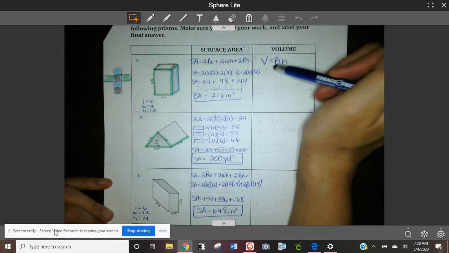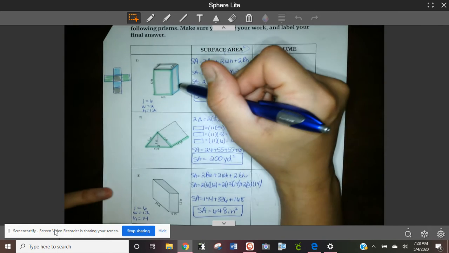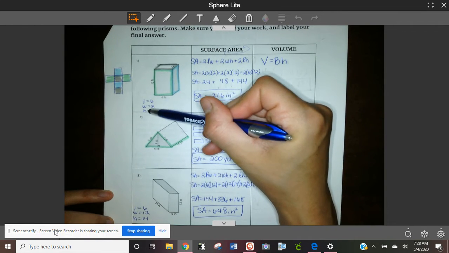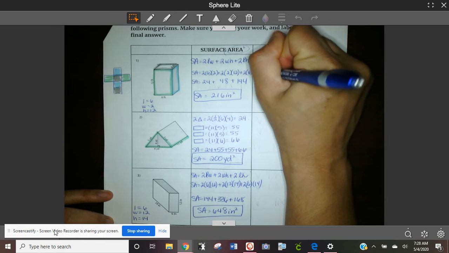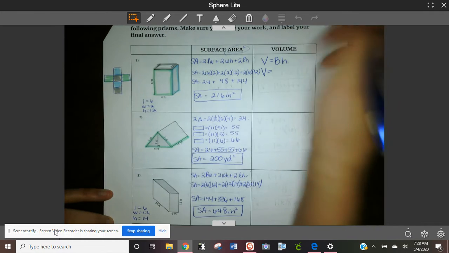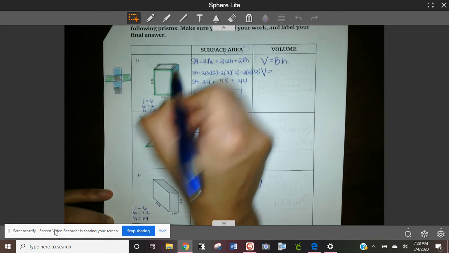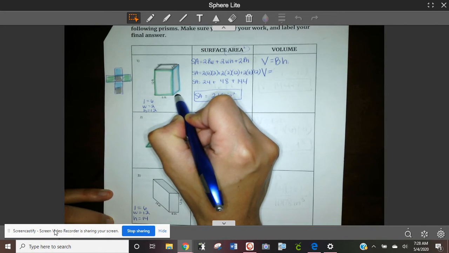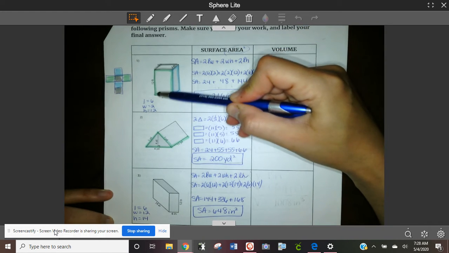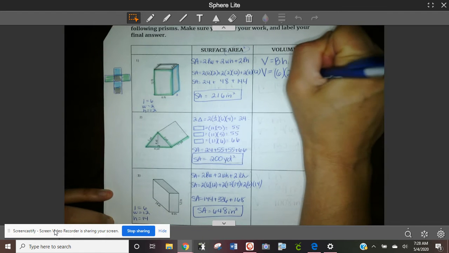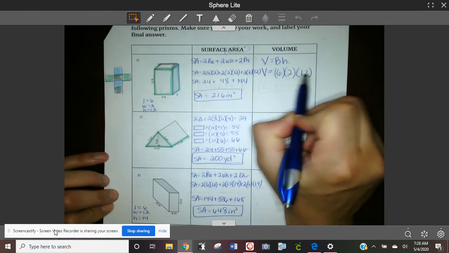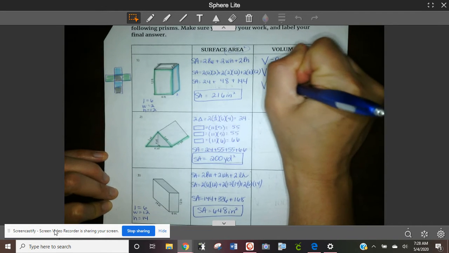The nice thing about a rectangular prism is it doesn't matter. See how we have length times width times height? We already identified those. It doesn't matter which ones you identify as the base and the height. It's going to work every time. So we'll say 6. If this is 2, that means this is 2. So we'll say 6 times 2 will be the base. And then to make it three-dimensional, we would need that 12 for the height. So 6 times 2 is 12. So the volume is going to be 144.